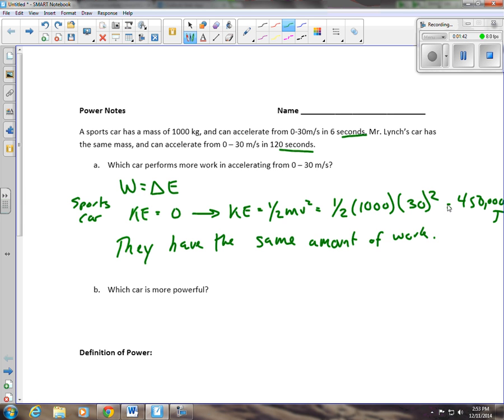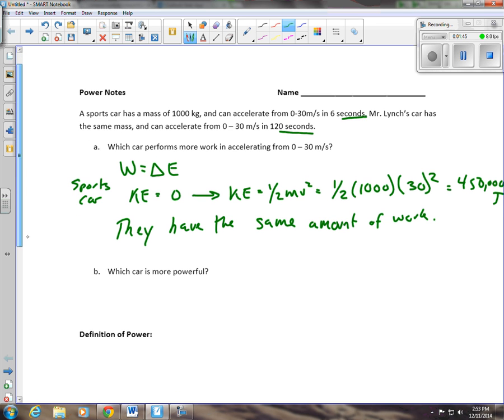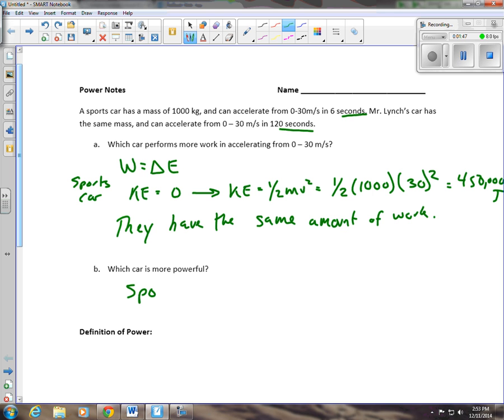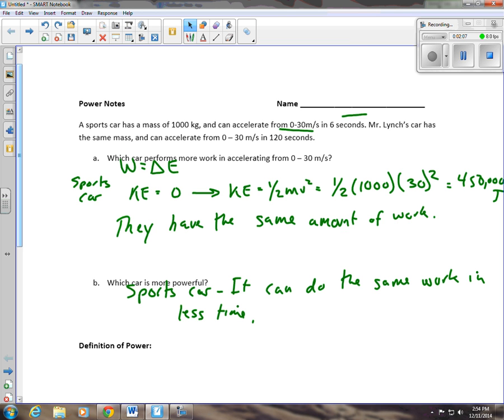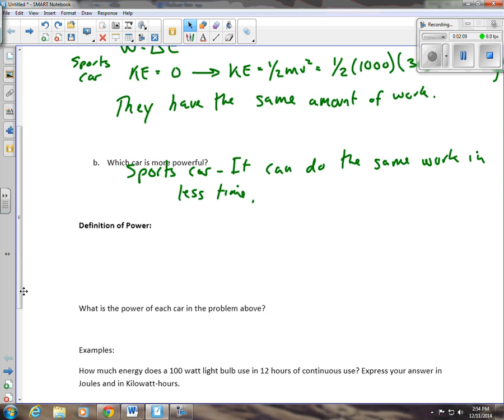If we ask a different question, which car is more powerful, we're going to say it's the sports car, obviously. It can do the same amount of work in less time. All right, so our definition of power then is going to be: power is the rate at which work is done.